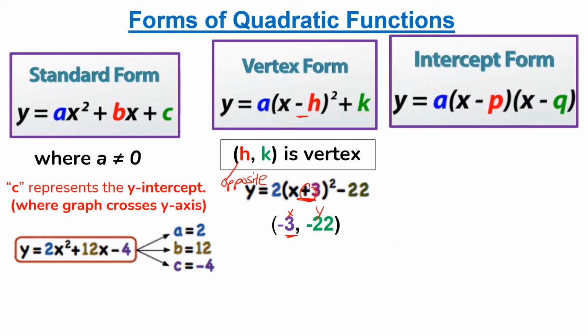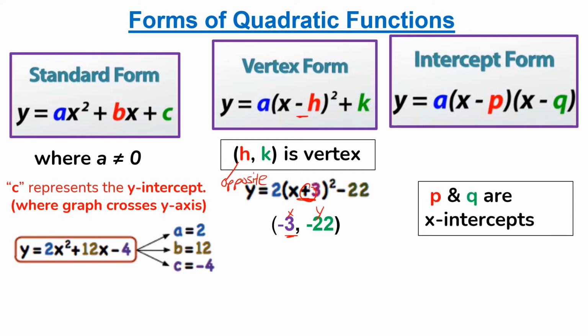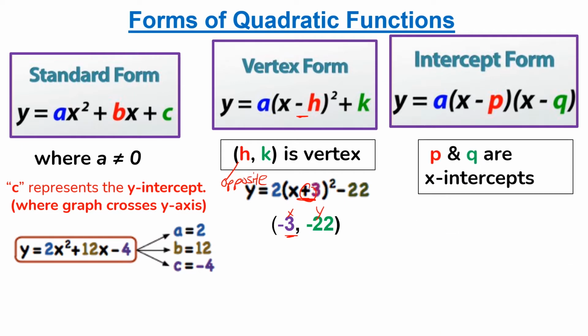And last, we have intercept form. Y equals a times x minus p times x minus q. P and q are your x-intercepts, and remember, x-intercepts are your solutions, or your zeros, or where your graph crosses the x-axis. So once again, remember when you start working out your equations, this is what you're looking for. You're looking for those solutions.